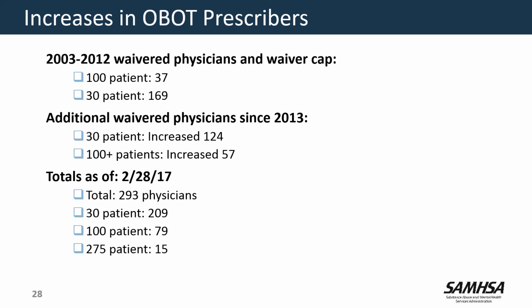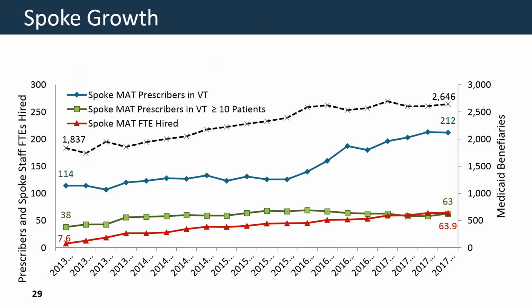You can see that we had 169 waivered physicians for 30 patients, but most of them were not prescribing. But as of a very robust training effect, as of February 2017, we had over 200 doctors who were waived. So for a total of 293 physicians who were most likely actively prescribing in the state. And that was very important because you need to have places to refer people out of the hubs.